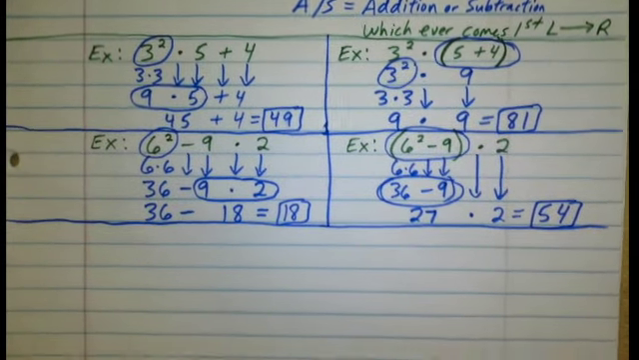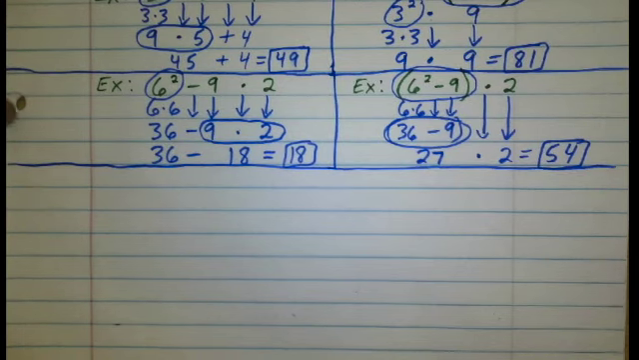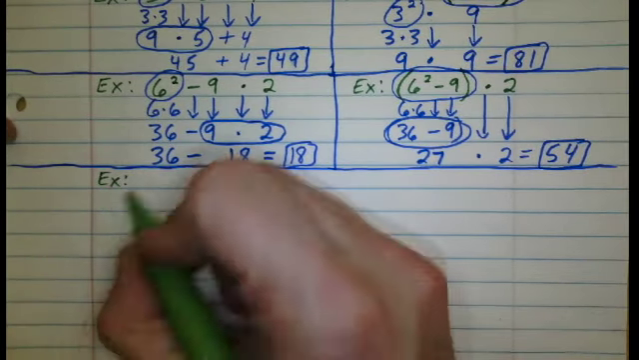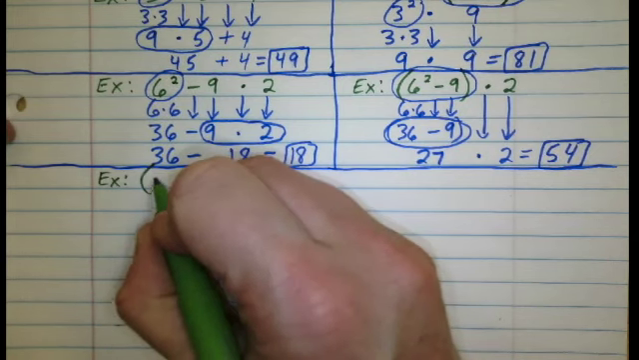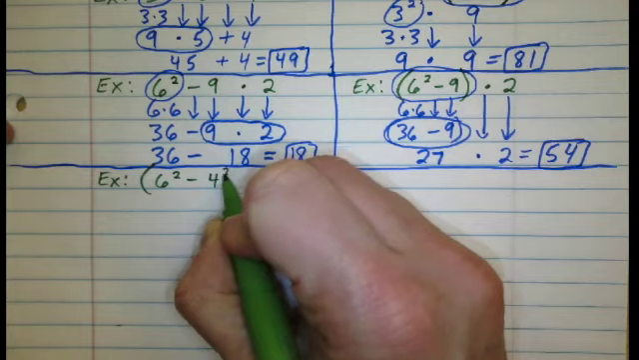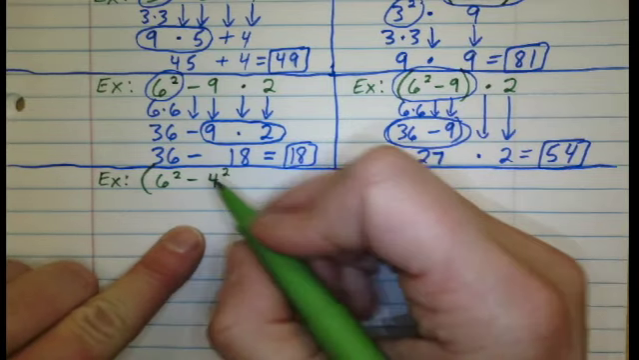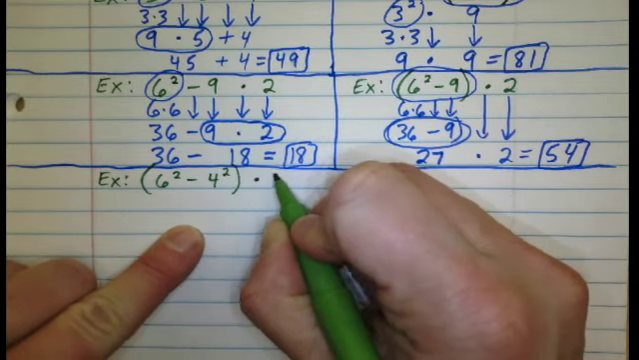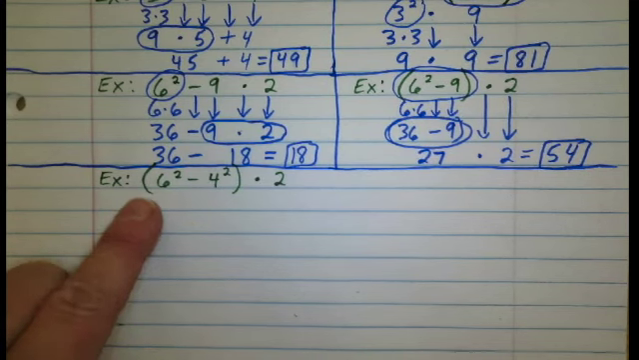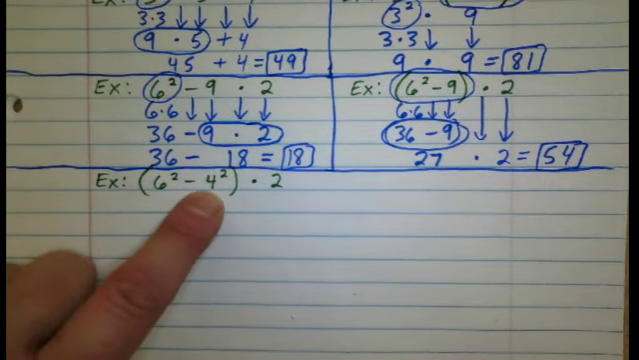So I'm going to move this up so you can see the next example. The next example is parentheses, so make those big. 6 squared minus 4 squared, close parentheses, times 2. So make sure you've written the problem correctly. All of this is in these parentheses. Squared means I raise it to the second power.